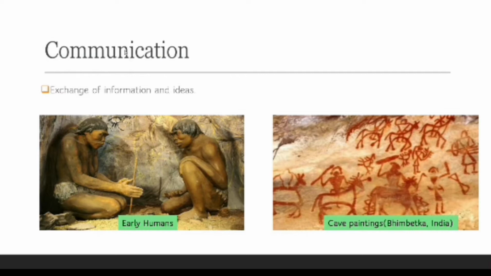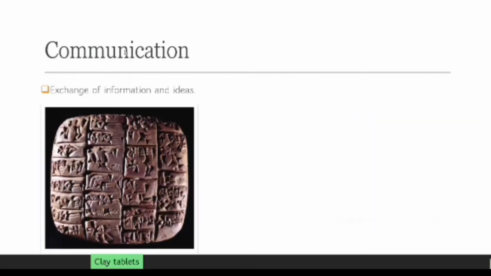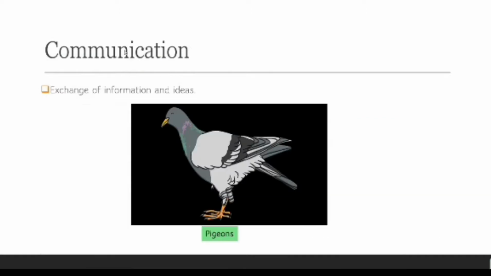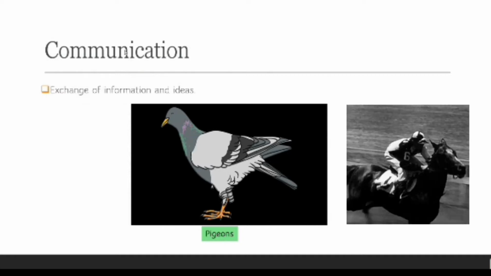About 5000 years ago, humans developed languages and then started writing to communicate. Initially, clay tablets and later on, palm leaves were used for writing. The introduction of paper and printing machines brought a turning point in communication. Initially, messages were sent and received through pigeons and couriers.